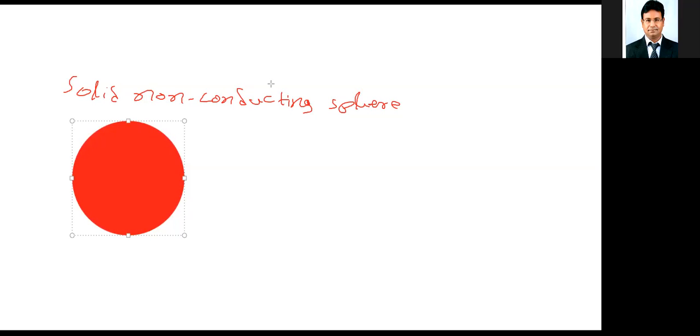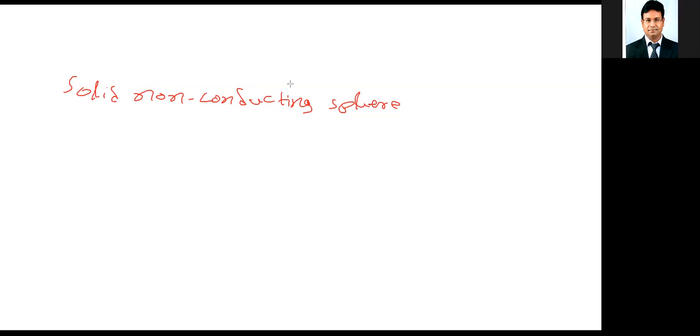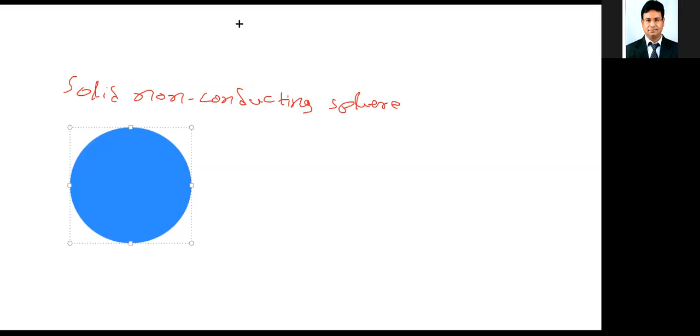I think I'll better draw with a different color so that it becomes clearer for you. So we have a solid non-conducting sphere. And let us say it is given some charge Q. Then what happens is all this charge will be present inside and on the surface. It will be distributed like this.